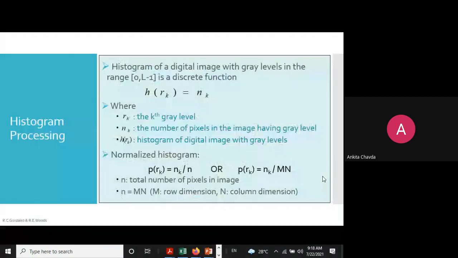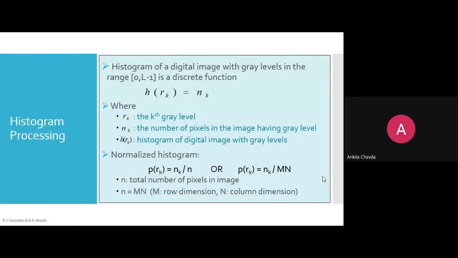Then here, histogram processing. See, what is actually the histogram that you have seen, right? The number of pixels at each gray level, that is what you have seen, right? That is known as a histogram. And now you want to process your histogram, that is histogram processing.